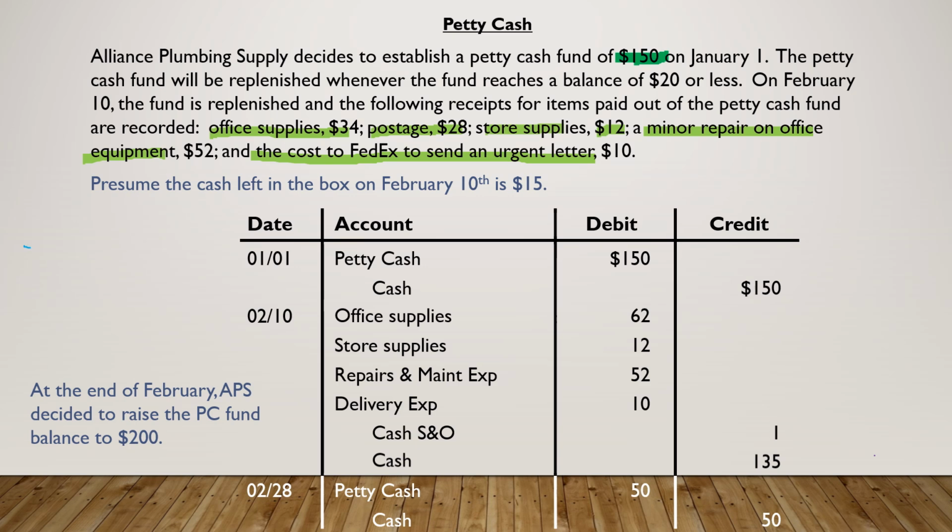If you draw a T account for petty cash, it currently has a $150 balance. The debit of $50 to petty cash brings it to the desired $200 balance.